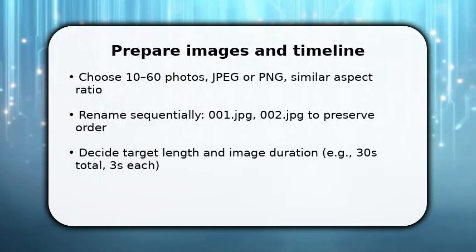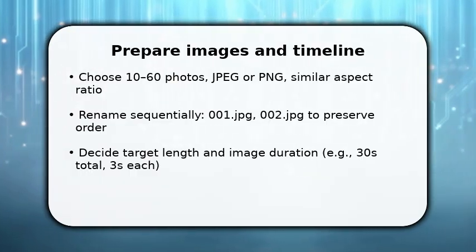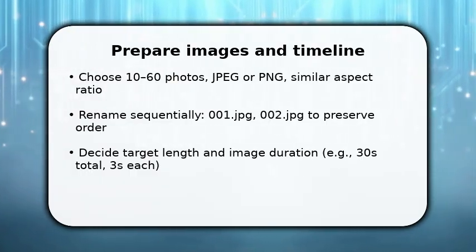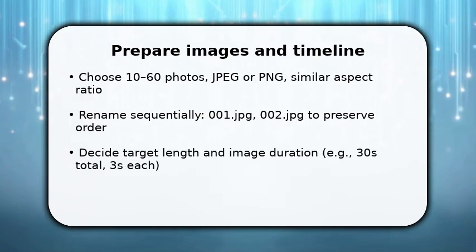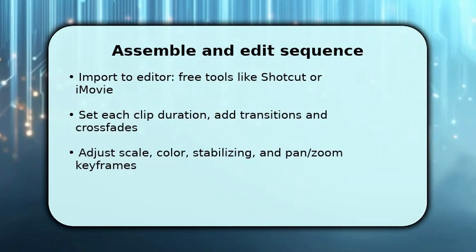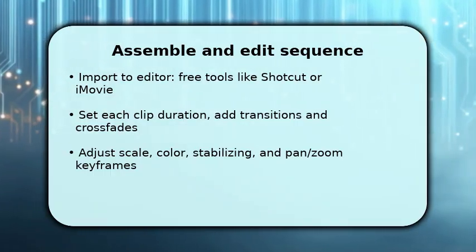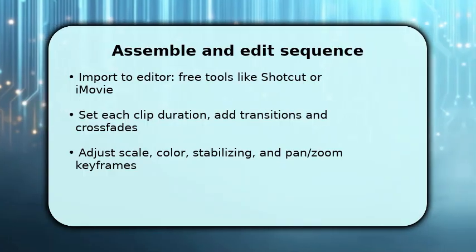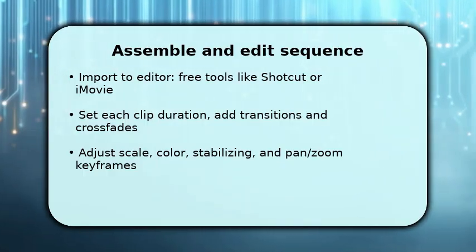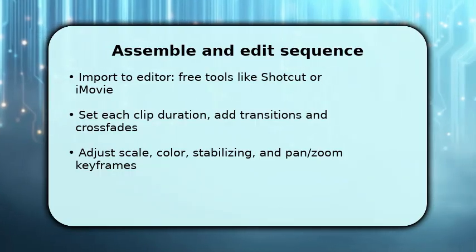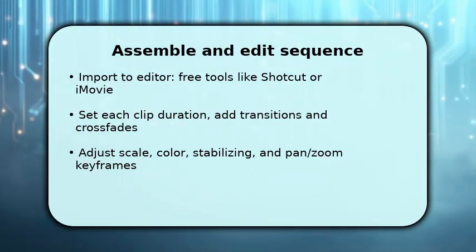You should also pick a consistent aspect ratio and resolution now, so you avoid cropping later and keep the output clean. You now load the ordered photos into your video editor and arrange them on the timeline. Set each photo's duration using your earlier calculation, then add simple crossfades or cuts to improve rhythm. Transitions should be subtle so they don't distract.